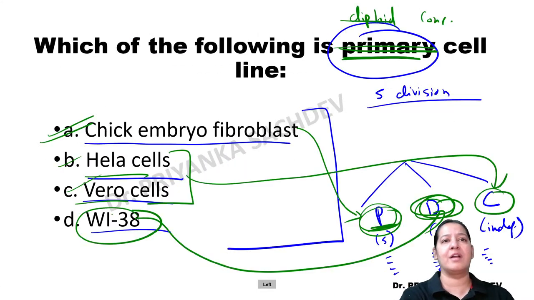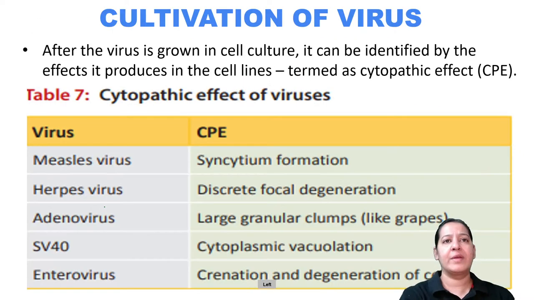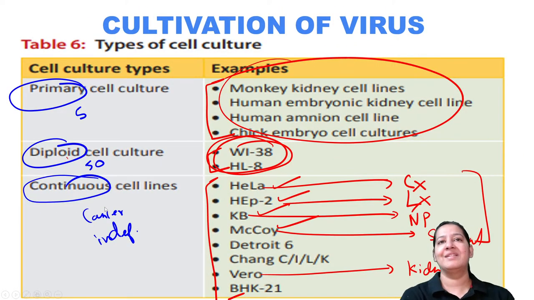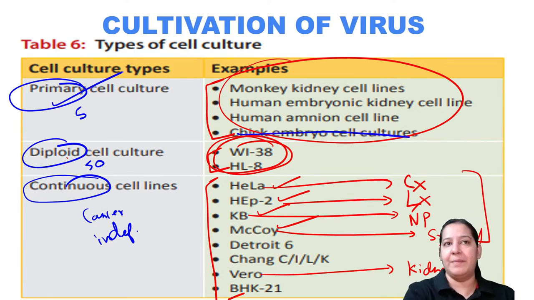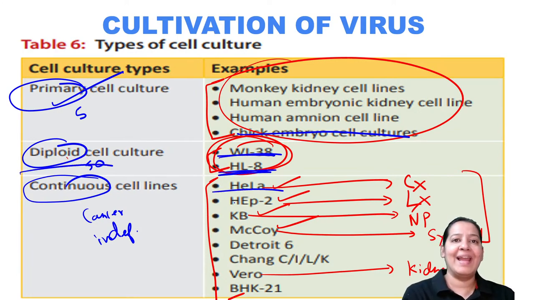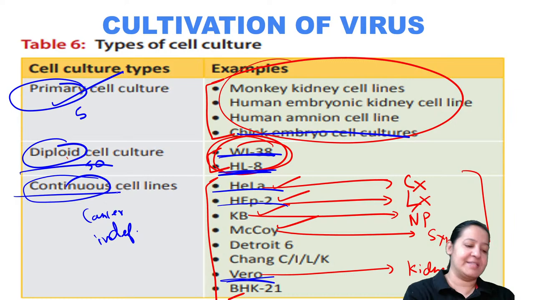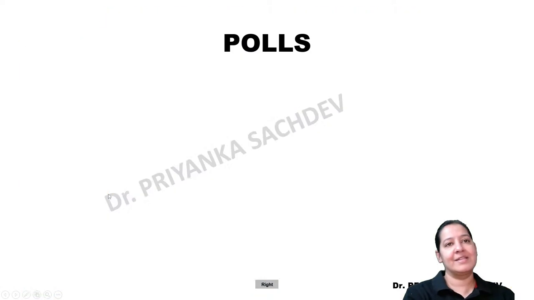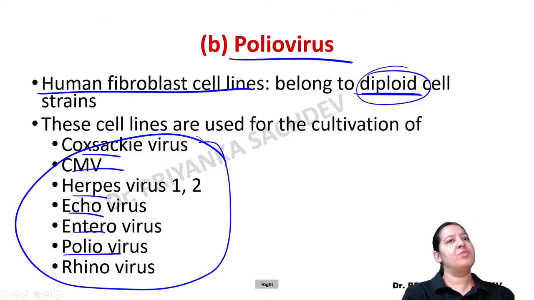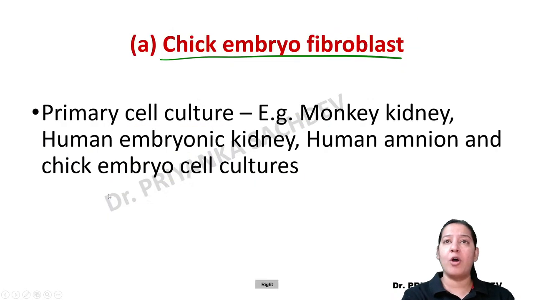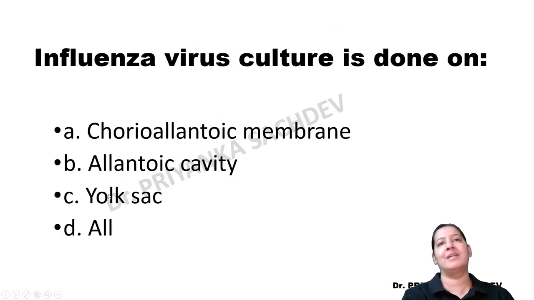Ultimately, you have to learn the complete list. Where is the complete list? You can see, this is the complete list. Currently, your question was on this point: chick embryo cell culture. So the answer was primary. WI38 and HL8 are diploid. And HeLa, Hep2, Vero, these are the examples of continuous. Have you seen? Yes, Dr. Priyanka, you are right. So in this way, many questions can be framed on the examples. You have to learn the examples, right?